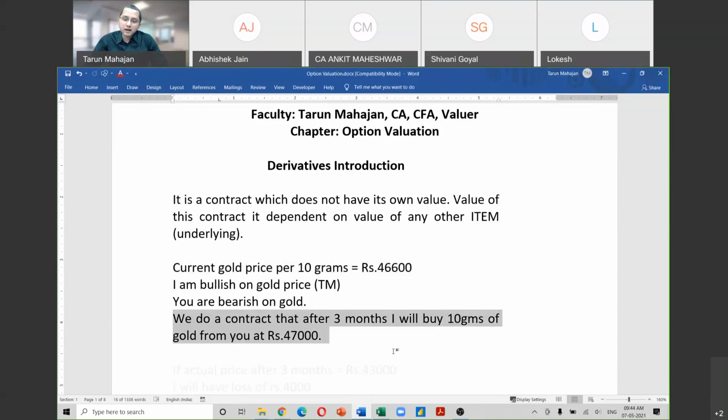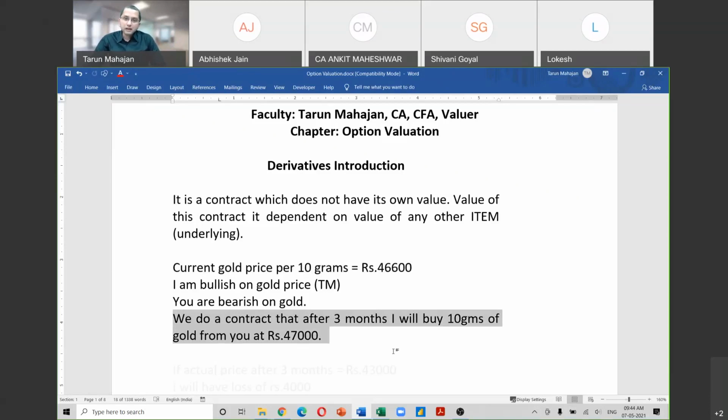And a forward contract is basically an example of a derivative. There are four basic types of derivatives: forward, future, option, and swap. This is an example of a forward contract. 46,600 is the spot price and 47,000 is the forward price. Usually the forward price remains slightly, marginally higher than the spot price due to the effect of interest. So spot price plus the risk-free rate of interest gives you an ideal forward price.